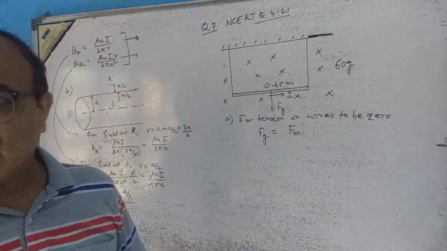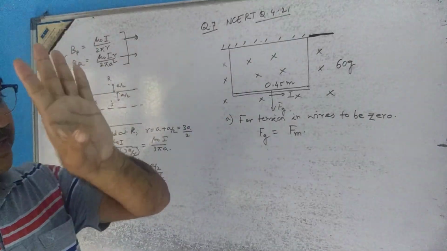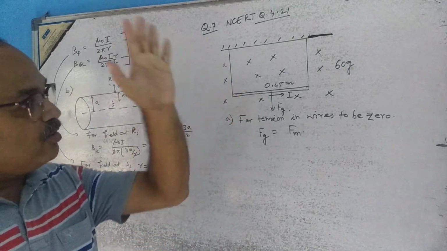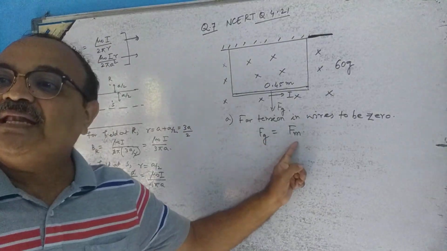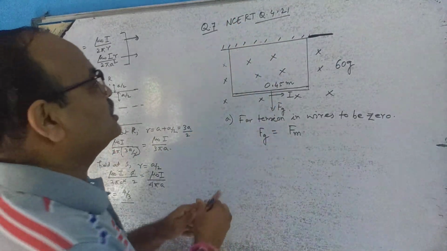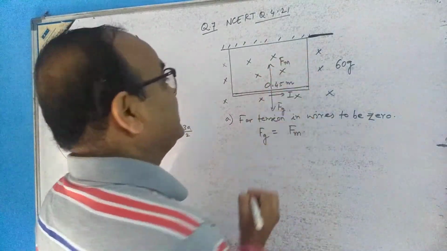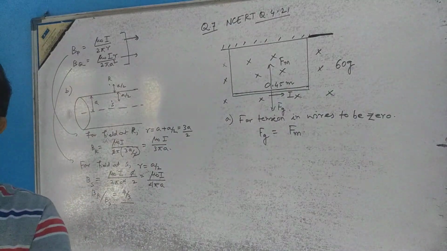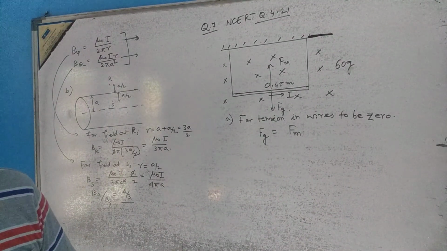Then I have to first check the field configuration and the current configuration which I have taken. According to that, will the magnetic force be in the upward direction? Because Fm must be in the upward direction. It has to be. Then only it can be counterbalanced. So for that, what will I do?